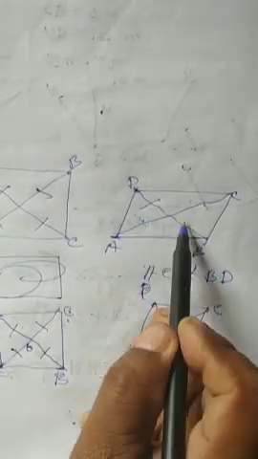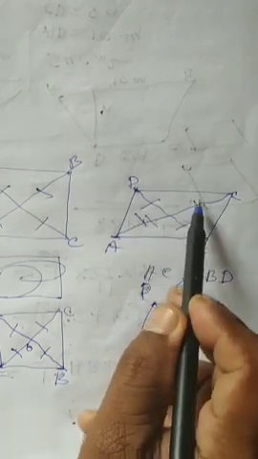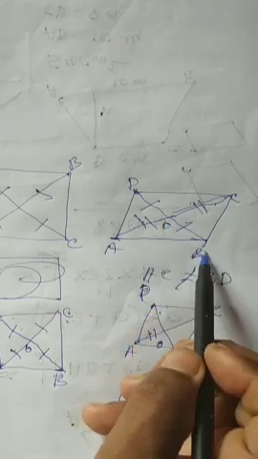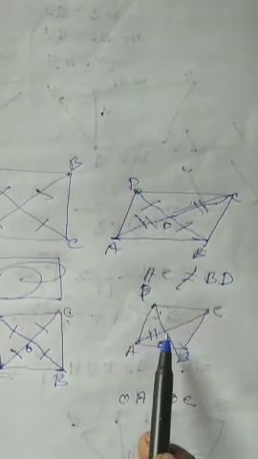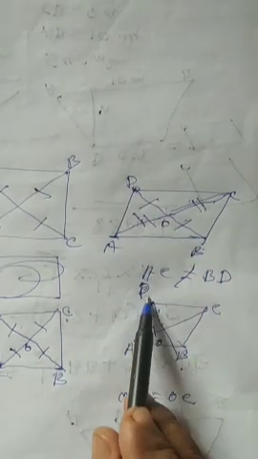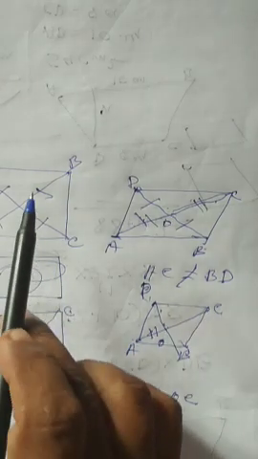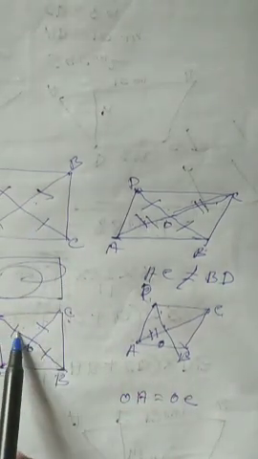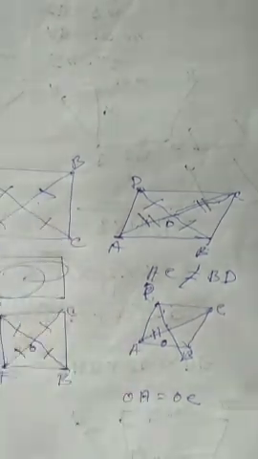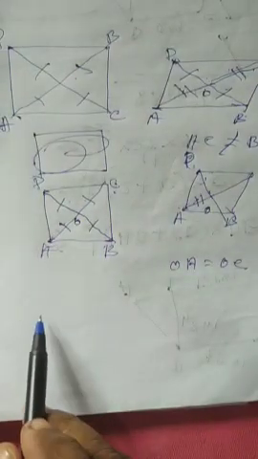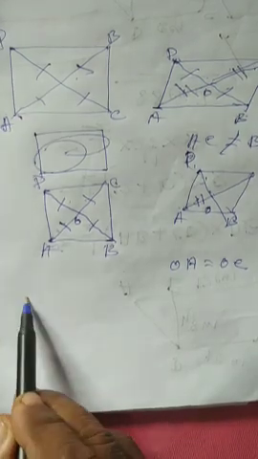That is, this side equals this side and this side equals this side. That is, bisect means OA equals OC and OB equals OD. In case of a rhombus also this side equals this side, OA equals OC. But in case of a square and rectangle, these all are equal. Remember this point.